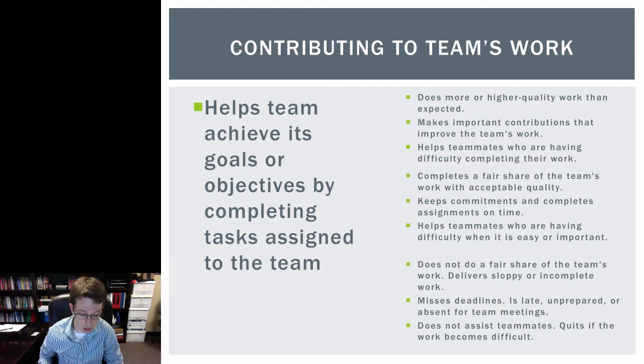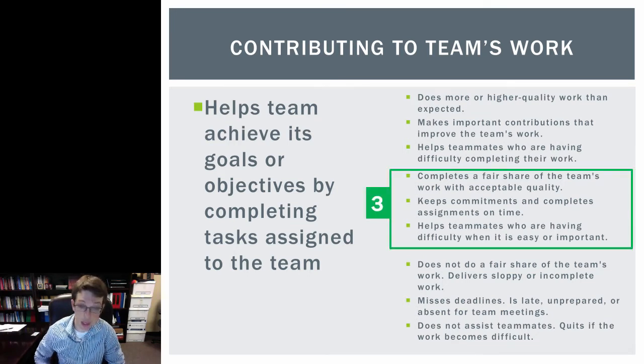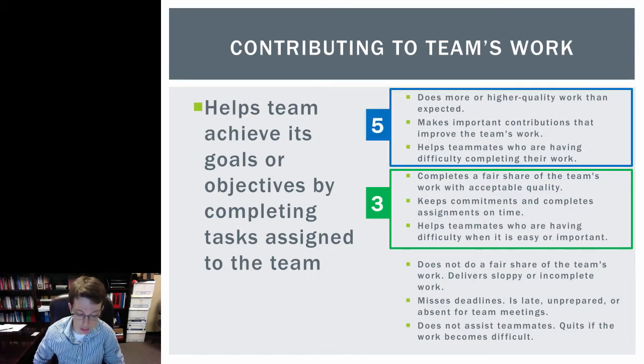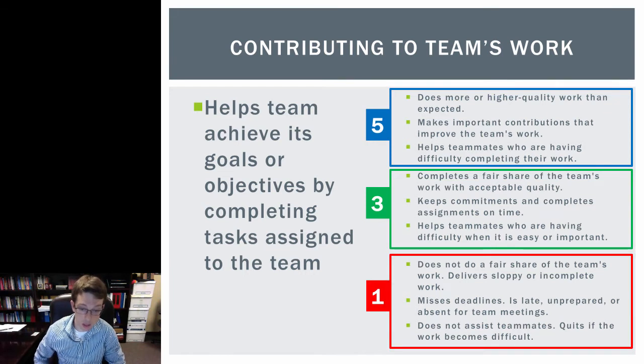Some examples of behaviors are keeps commitments and completes assignments on time. Others are makes important contributions that improve the team's work, or maybe does not assist teammates, quits if the work becomes difficult. You'll notice that some of these behaviors reflect high, medium, and low performance. For medium performance, you can imagine someone who completes a fair share of the team's work with acceptable quality. For high performance, someone is performing exceptionally well, does more or higher quality work than expected.